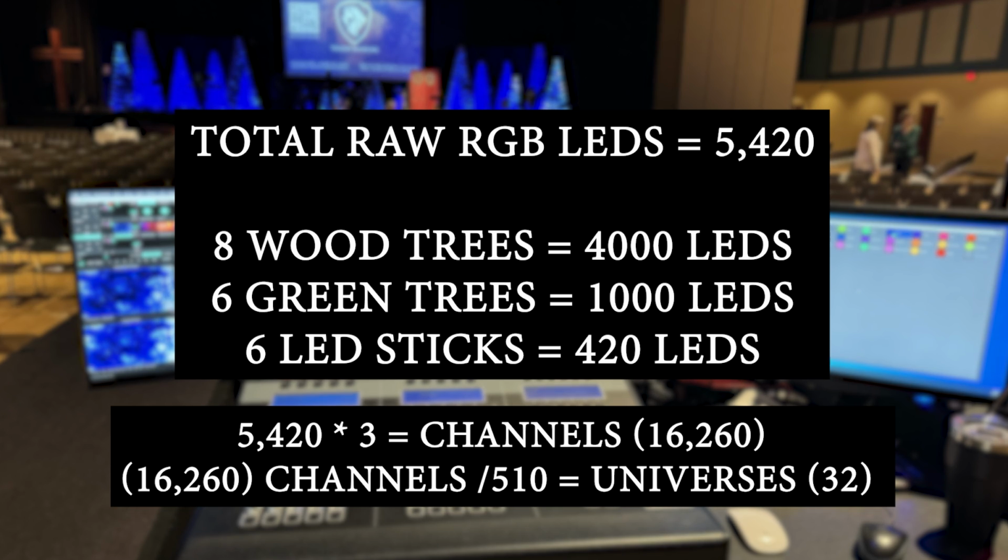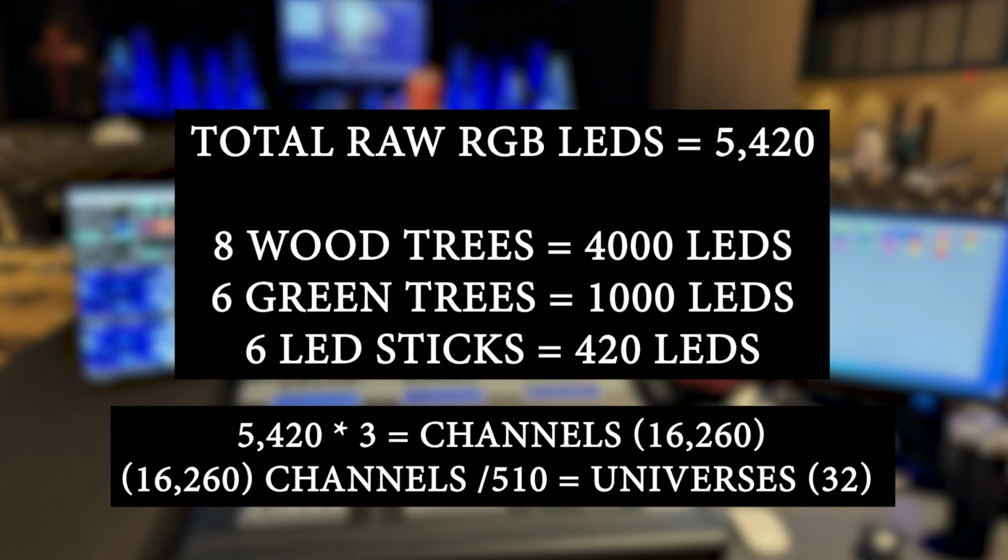breakdown. The total LEDs on the stage is 5,420. There's 4,000 wood tree LEDs, there's 1,000 green tree LEDs, and there are 6 pixel sticks, 420 LEDs total. That's how I got the 5,420 LEDs on the stage. Times 3 channels for RGB is 16,260 channels. And then we divide that by 510 to get the universes, which is 32 full universes. I'm obviously using more than that because like the 6 LED sticks, each of those is using a single universe, and the rest of them are a lot more evenly distributed.